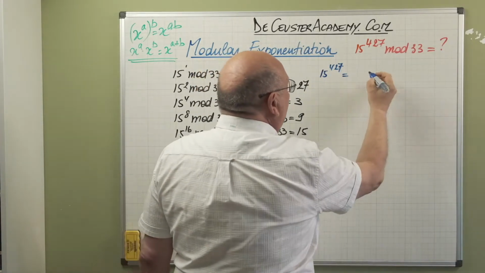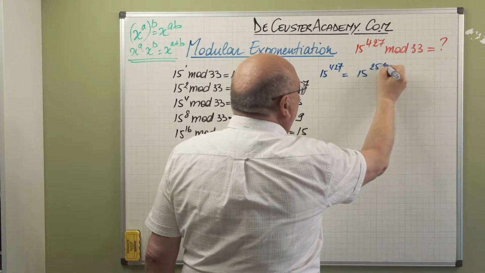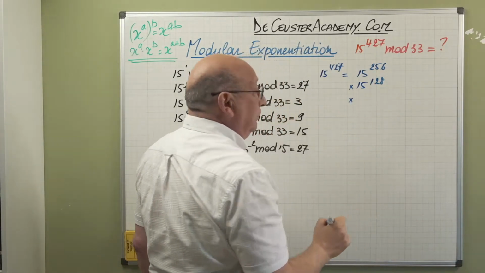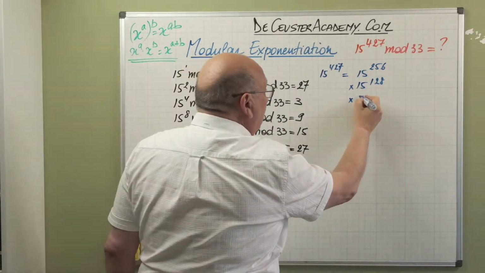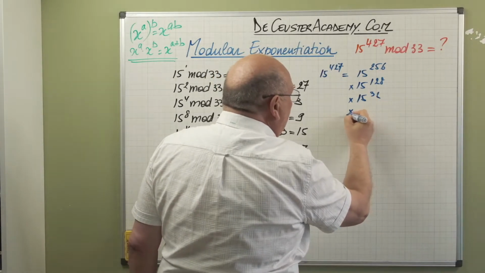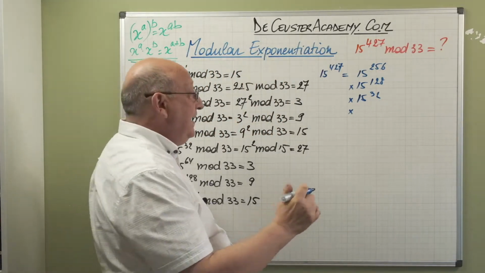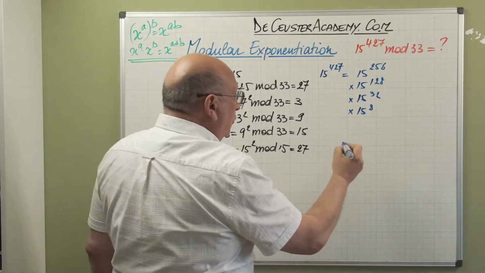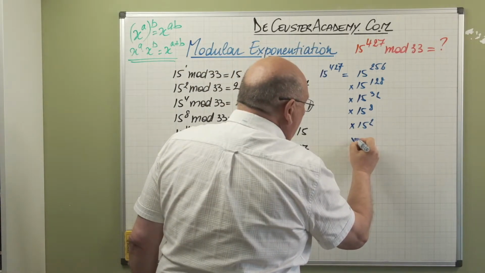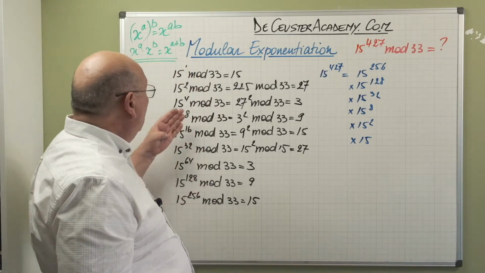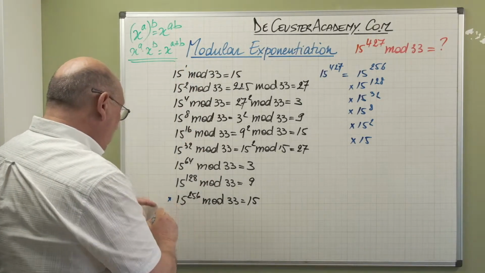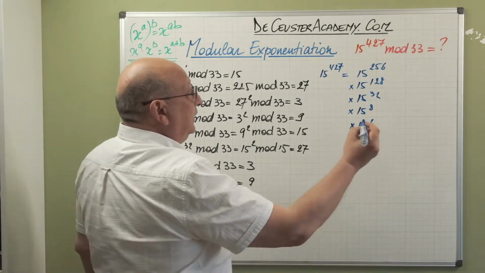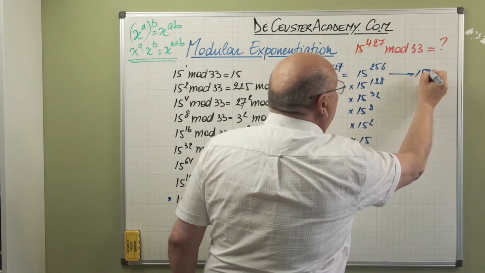427 is in fact 15 to the power 256 times 15 to the power 128 times 15 to the power 32 times 15 to the power 8 and then 15 to the square times 15. And now we're going to look here in the list. So we find 15 to the power 256 modulus 33. So that gives us 15.